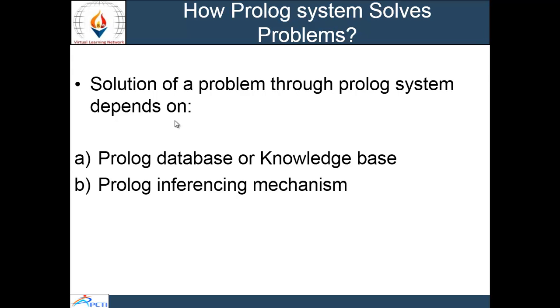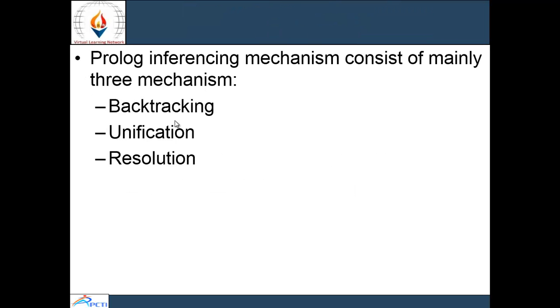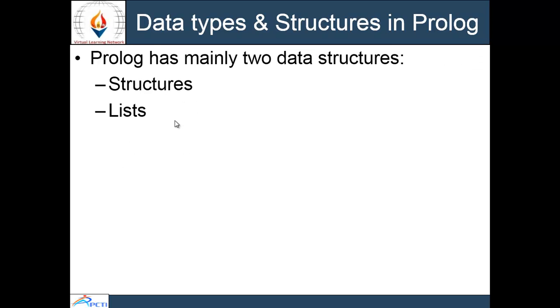especially in view of the fact that it provides a powerful tool in searching alternative directions when one or more of the directions being pursued for finding the solution lead to a failure. Backtracking is also useful when a query has more than one possible solution. As I already told you, the Prolog inferencing mechanism consists of mainly three mechanisms, that is backtracking, unification and resolution.